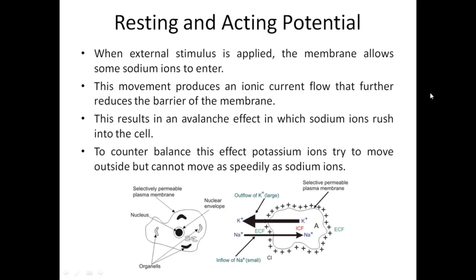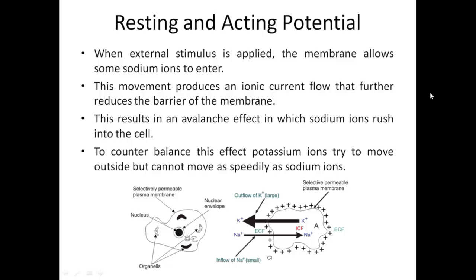Now, what happens when some external stimulus is applied? Whenever you apply an external stimulus, or supply some external energy to the cell, the behavior of the membrane changes. Because of that additional energy, it allows the sodium ions to enter inside very easily. When the sodium ions start moving inside the cell, an ionic current flow starts, and because of the energy of those ions, the barrier of the membrane further reduces, and there is a sudden inflow of positive sodium ions inside the cell. This is called the avalanche effect. Avalanche basically means sudden flow in large quantities.